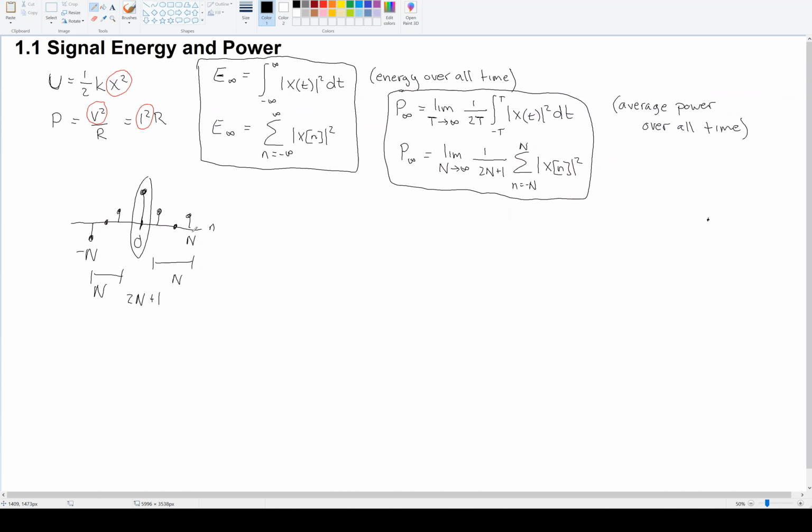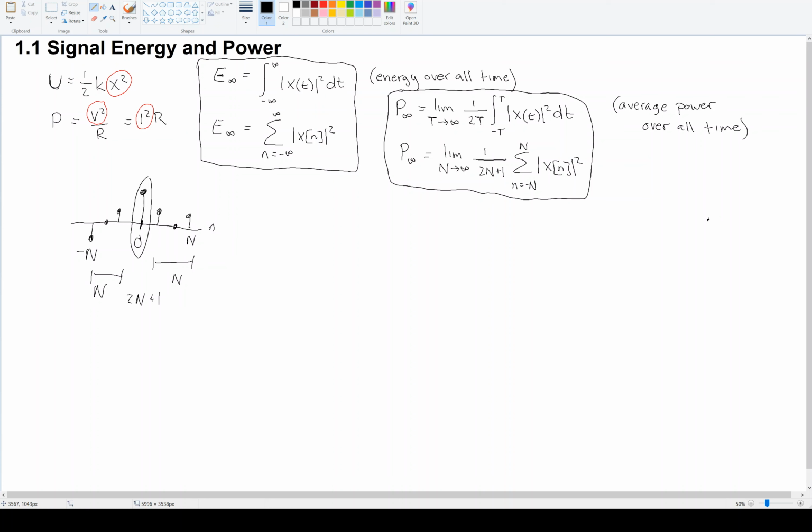So here n is shown as 3. 1, 2, 3. Then negative 1, negative 2, negative 3. So how many points do we have? We have 2 times 3 plus 1, or 7 points there. So that's where the 1 is coming from. It's kind of just a formality there.